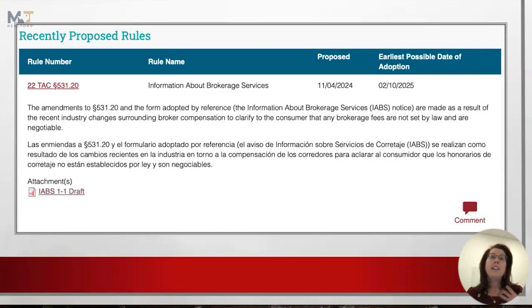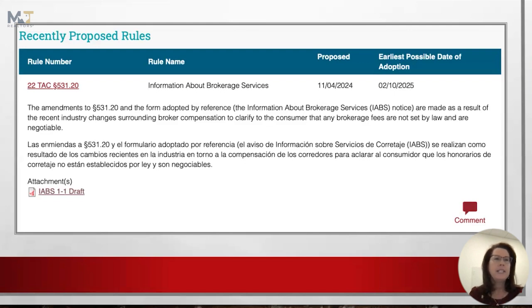All right, there are some additional changes that are going to be taking place in 2025. The earliest adoption for this one is going to be February 10th of 2025, and this is the information about brokerage services. This is that form that we are supposed to be giving to the consumer on the first substantial conversation that we have with the consumer so that they understand that they have a right to representation, and that everybody has a right to representation within a real estate transaction.